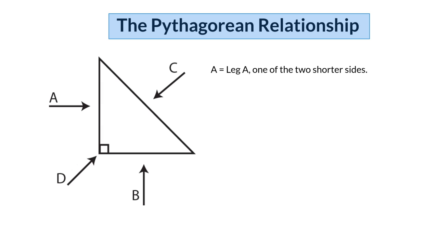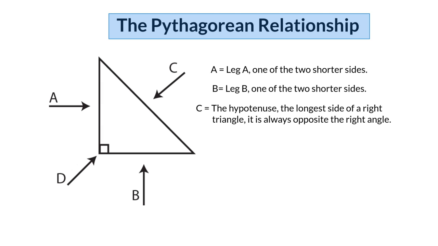A, or leg A, is one of the two shorter sides. Leg B is one of the two shorter sides. They're interchangeable, as I said. C is the hypotenuse. It's the longest side, and it's always opposite the right angle. And then D represents the 90-degree angle, which we call a right angle.